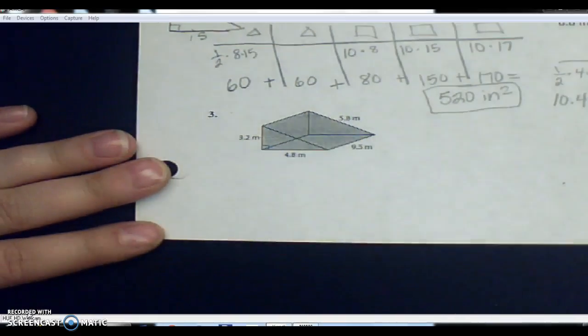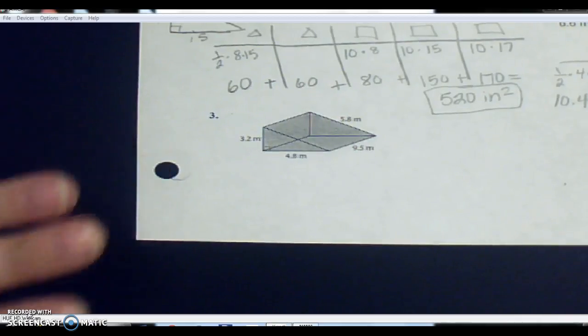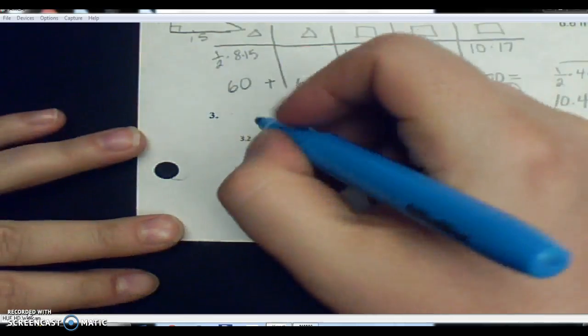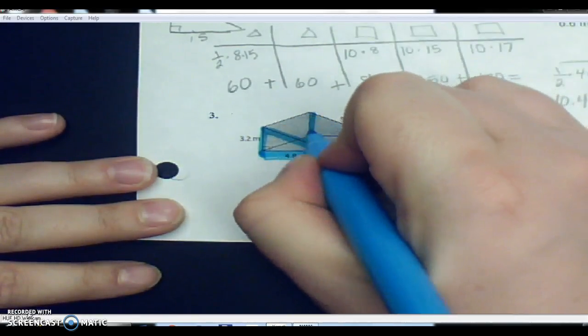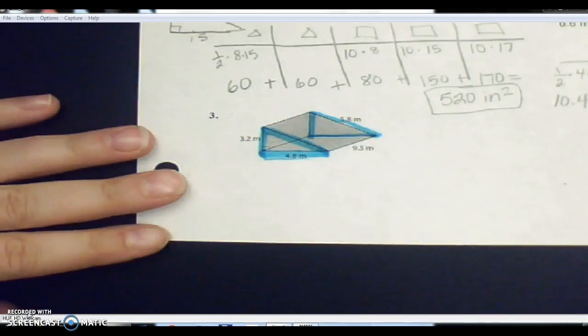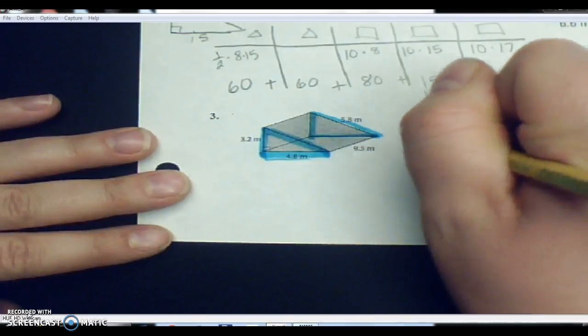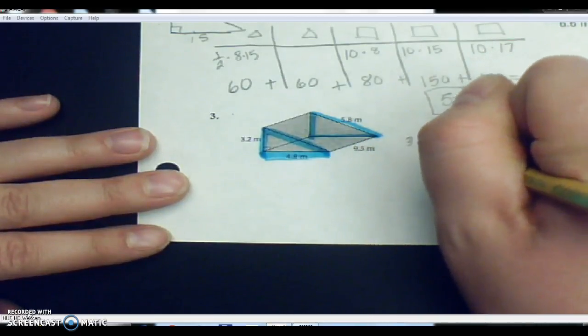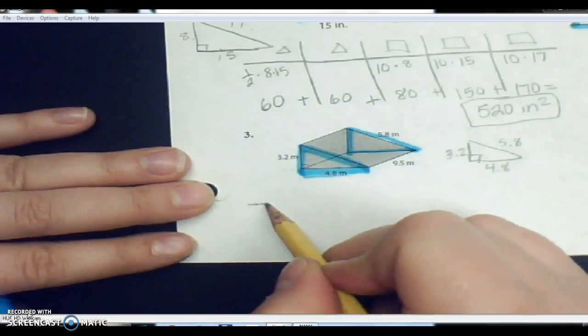Okay, I'm going to go ahead and work number 3 right now for you so that you can see if you've done it correctly. So I'm going to start by highlighting my triangle. There's my triangle, and I also have that back triangle. So I'm going to come out to the side and draw that triangle. Just pull it out. It makes it a little bit easier to see. 3.2, 4.8, and my hypotenuse is 5.8. Now I'm going to draw my chart.